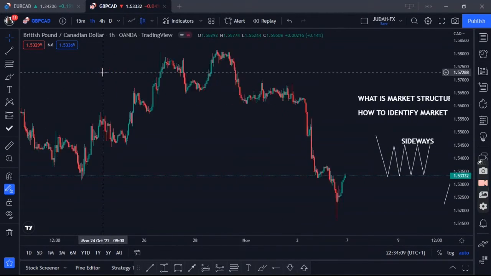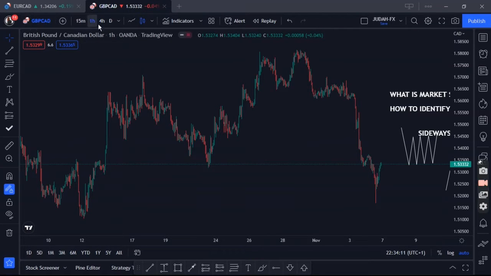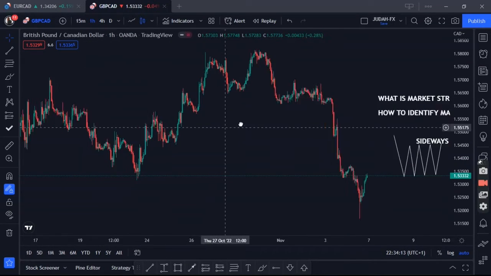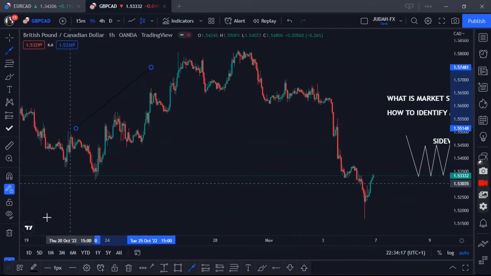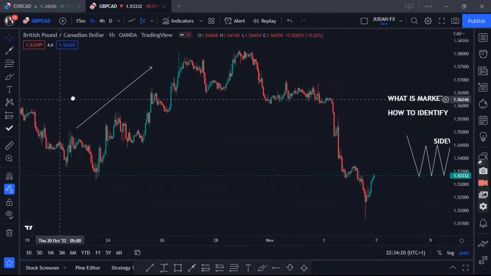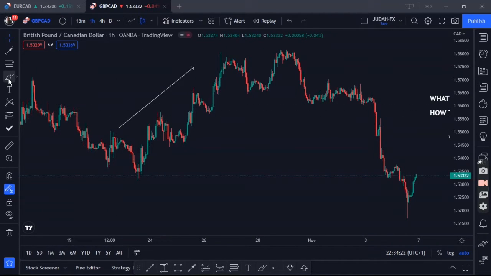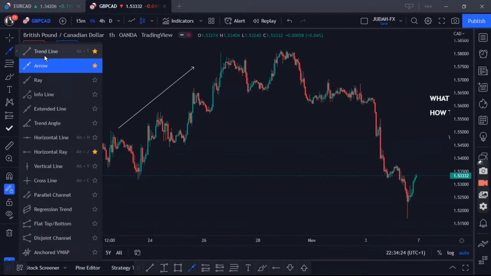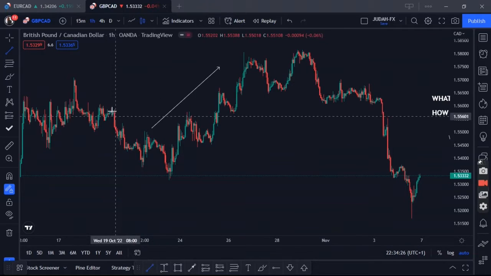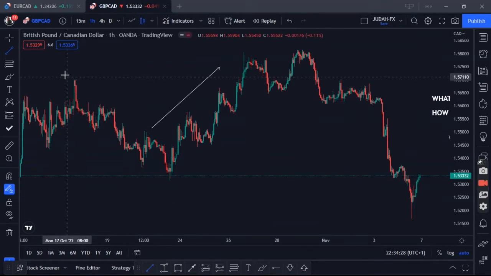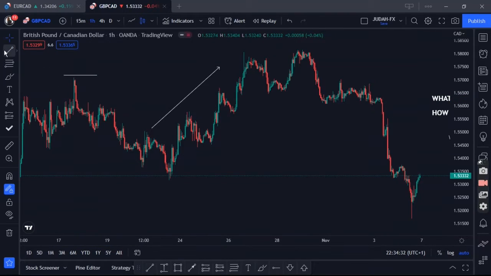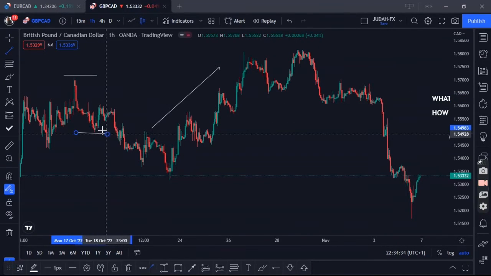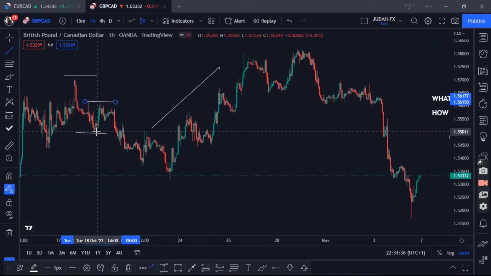I'm going to show you guys examples of that. So here we are on GBP/CAD on the 1 hour chart. Here we have the market trending upwards. And how do we know that this is an uptrend? Well, because we can see the market was going down initially, forming a high and a low, right? This is the low. This is a lower high.